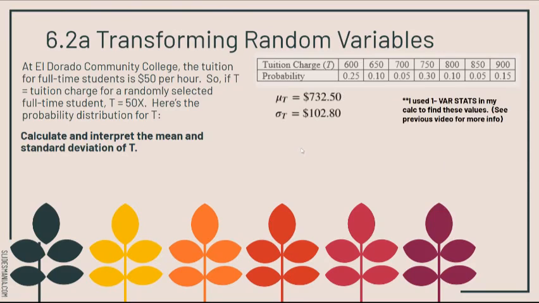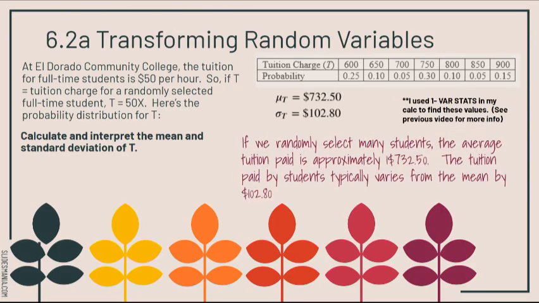And we do need to interpret. So if we randomly select many students, the average tuition paid is approximately $732.50. The tuition paid by students typically varies from the mean by $102.80. So it did change because now we're talking about money instead of just hours.